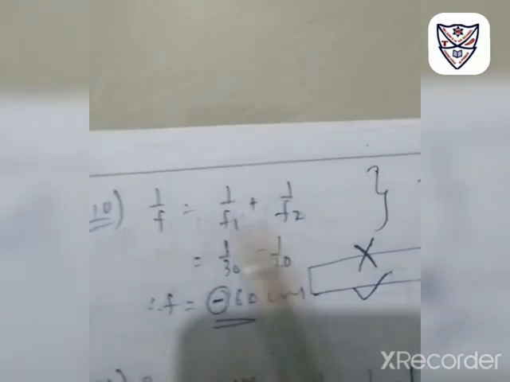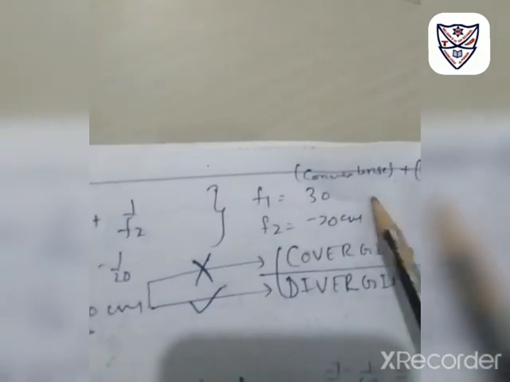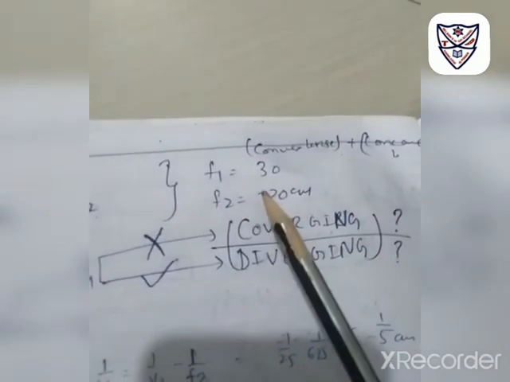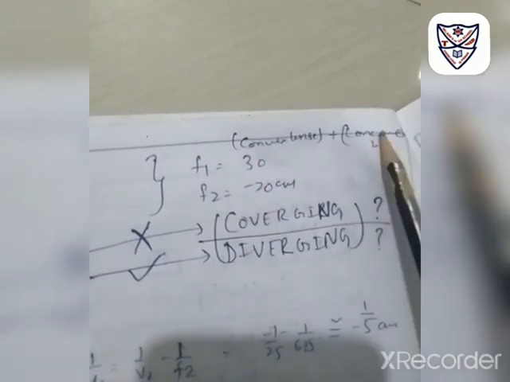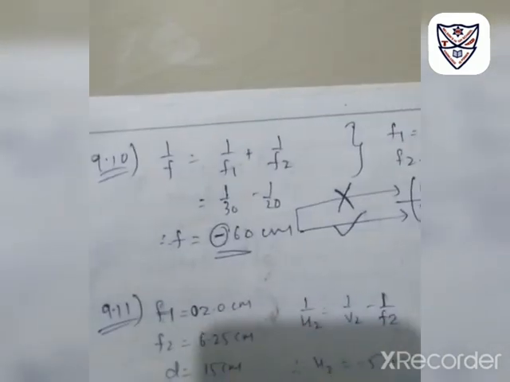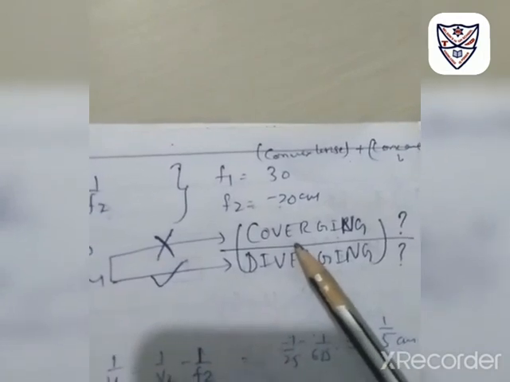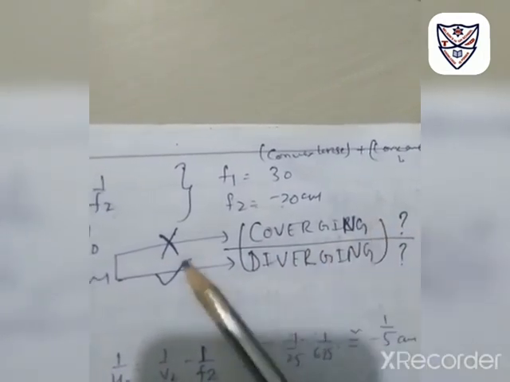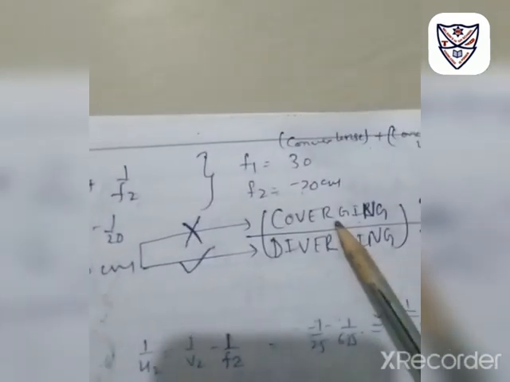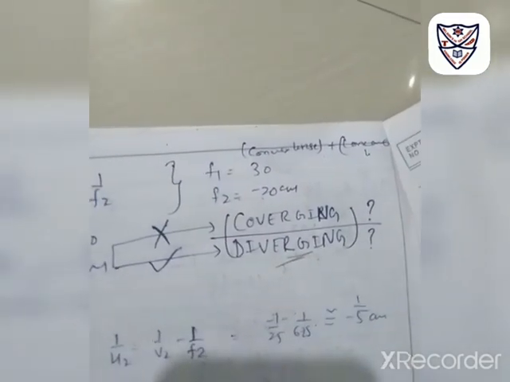Now see the next one. Here they have given 1 upon f is equal to 1 upon f1 plus 1 upon f2, such that two values are given of f1 and f2. First one is of a convex lens, second one is of a concave lens. Focal length is positive and negative, so you should know. Here when I place the values and get a minus sign, I have to find whether it is converging or diverging, but the minus sign says that it is not converging, it is diverging. Okay, so I get my answer as to which kind of lens this is.